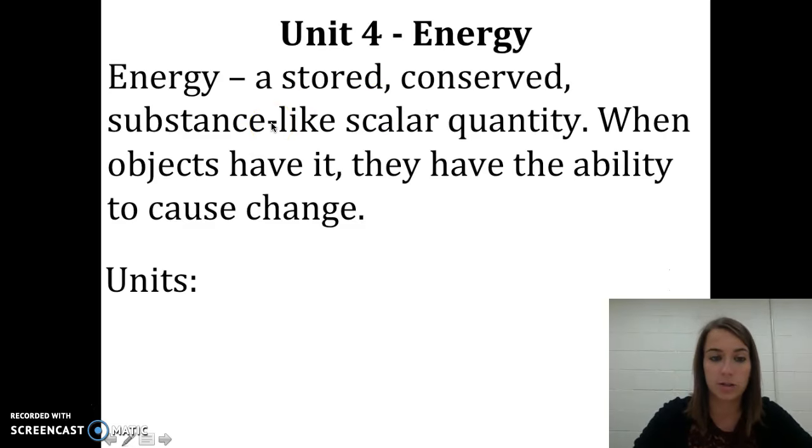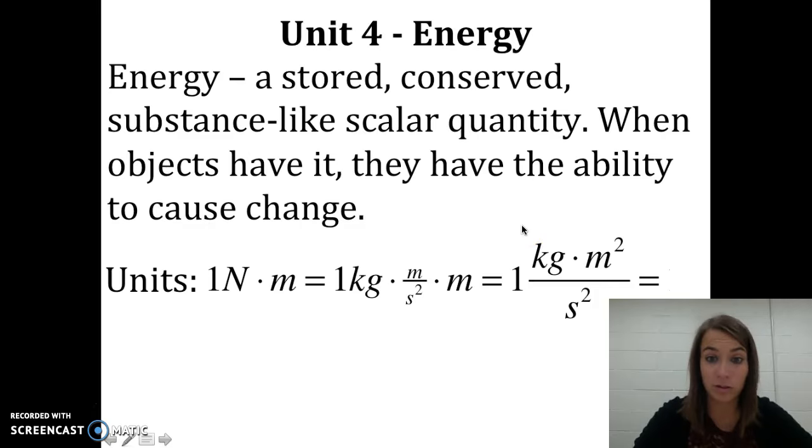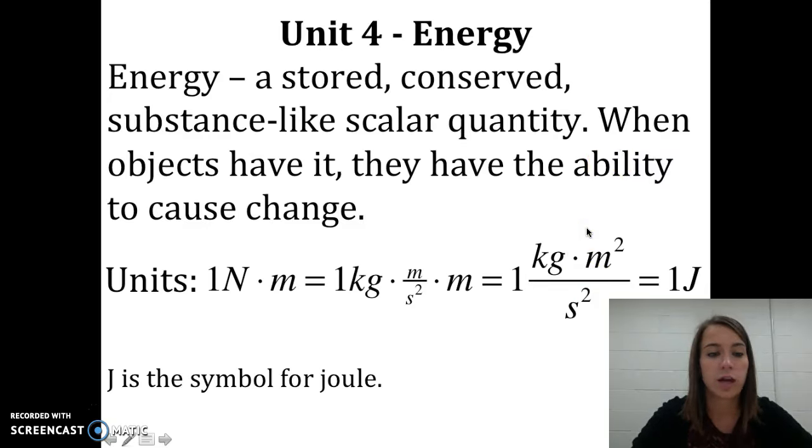The units for energy are a Newton times a meter, so 1 Newton times 1 meter. And if we break down what a Newton is, we know a Newton's a kilogram times a meter per second squared, times a meter, and then if we put it all together, we get kilograms meters squared per second squared. That's a mouthful, so of course scientists came up with a better way of simplifying the units for energy, and it is joules. J is the symbol for joule, and you've probably seen this before in chemistry, but we're going to measure energy in joules.